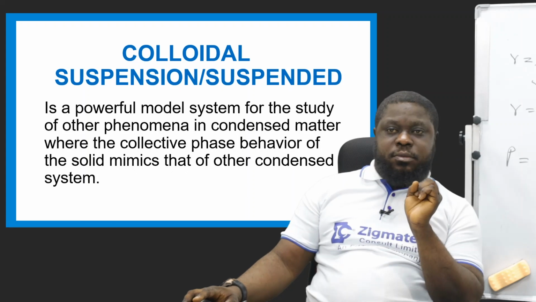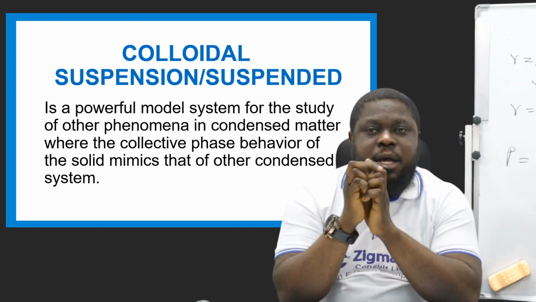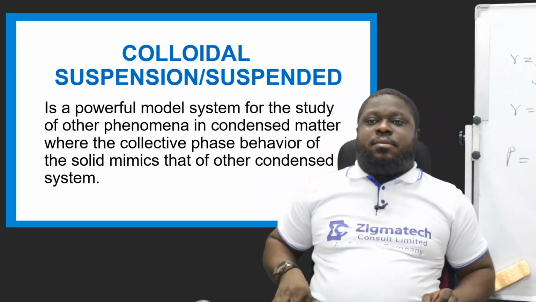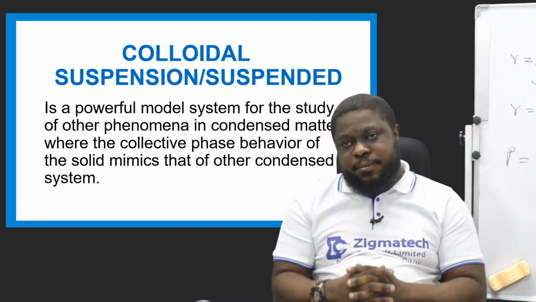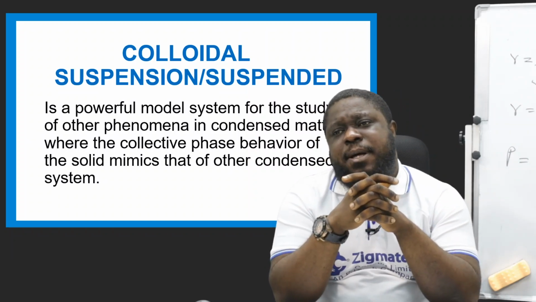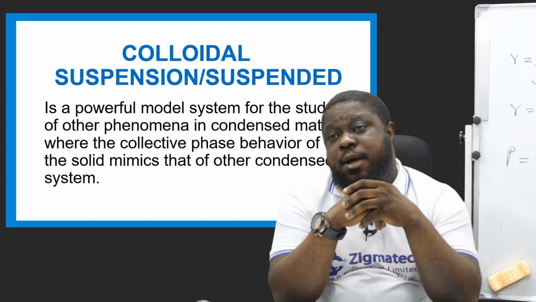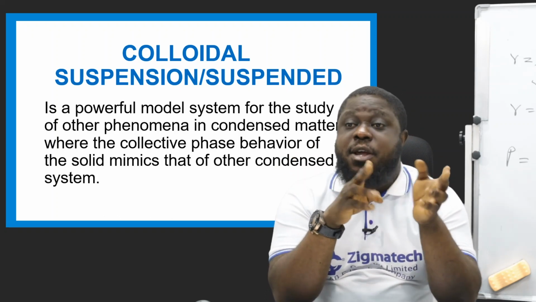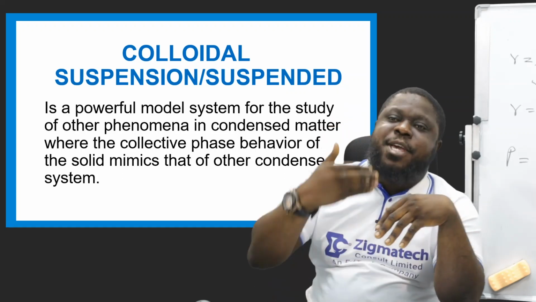Now, the colloidal suspension, like we talked about, is a powerful model system for the study of other phenomena in condensed matter, where the collective phase behavior of a solid mimics that of other condensed systems. It mimics it. Mimic means to behave like. Now, the colloidal suspension, let's take water for condensed matter. I can say water is a condensed matter. Why? Because when gases condense, they turn to water via condensation. Now, they say the solid will mimic the condensed system. When the salt enters into water, the salt becomes a liquid. In essence, the salt has behaved like the liquid.